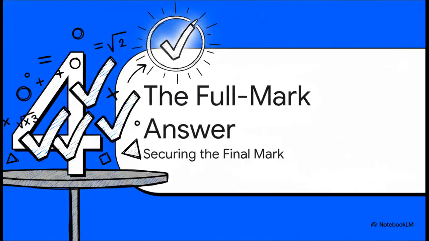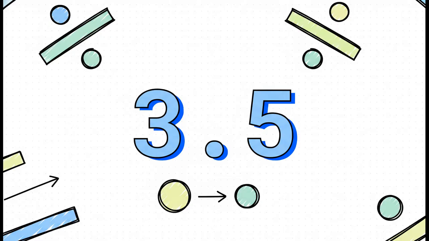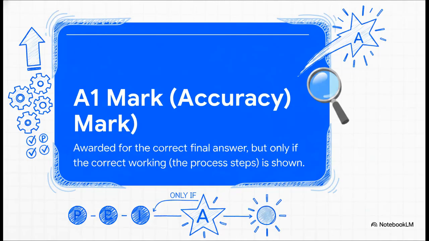Okay, we've laid all the groundwork. Those 3 process marks are ours. Now it's time to bring it home and grab that final point, the accuracy mark. So, this is it, the last step. We just have to solve 14 divided by 4. Remember, no calculator. Let's get this done. And the answer is 3.5. If you're doing it in your head, just think, half of 14 is 7, and half of 7 is 3.5. Simple as that. That's our final answer. And that's what gets us our final mark. It's called the A1 mark for accuracy.